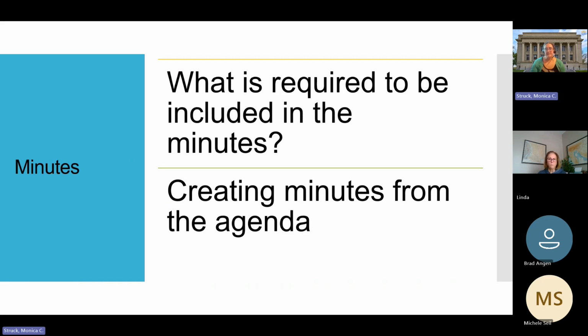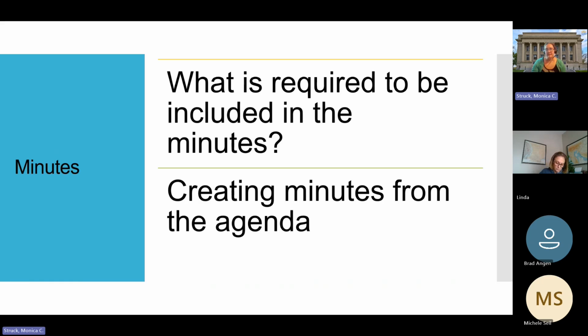So minutes. Minutes are required to be taken at open meetings. It is part of the requirements. There are 6 things that are required to be included in the minutes, and these are found in the open meetings guide.